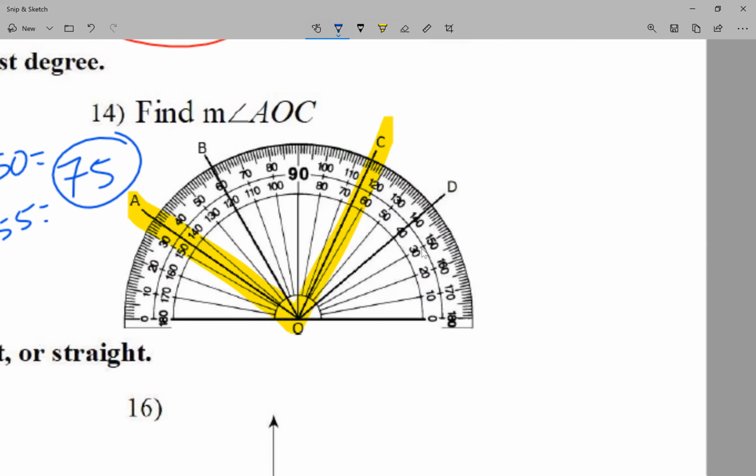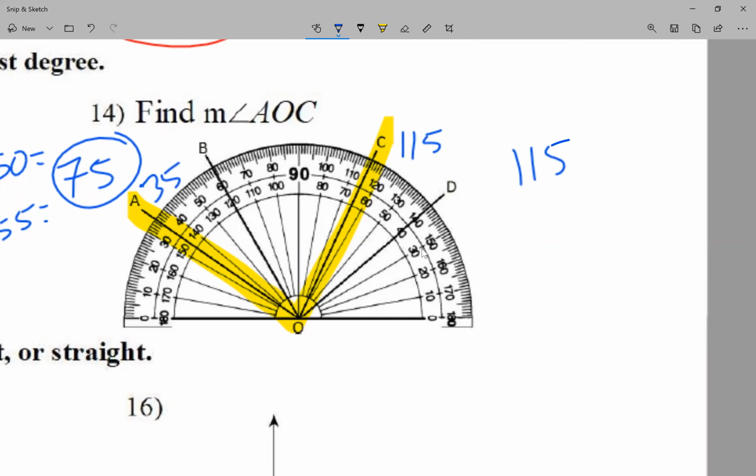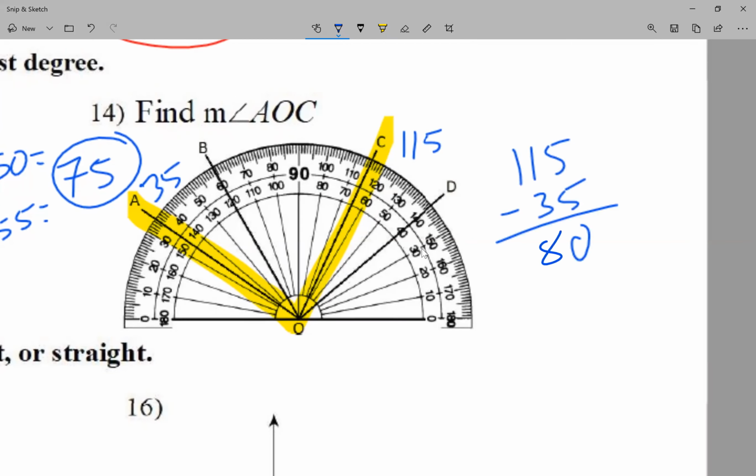In my case, let me use outside numbers. I could use outside or inside numbers. Here for angle at corner A, I see that I cross at 35. Here at C, I see that I cross at 115. Like I said, I'm going to use outside numbers only. 115 minus 35 will give me 80. So my answer in this case is 80.